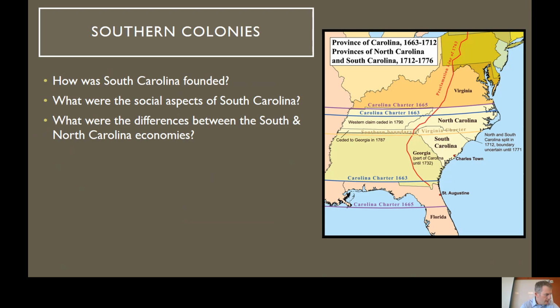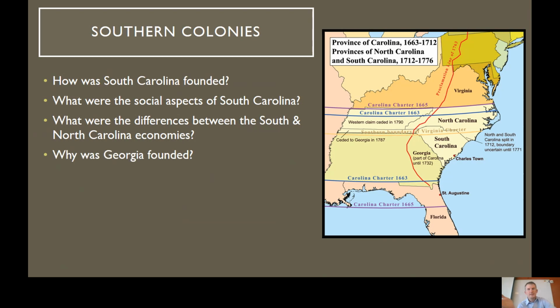Differences between South and North Carolina. Oh shoot, I said South Carolina. South Carolina is rice and indigo. North Carolina is timber, tar, and tobacco, the three T's. Tar Heels, that comes from North Carolina. South Carolina is rice and indigo. Slaves are going to be used to grow both of those things, however.